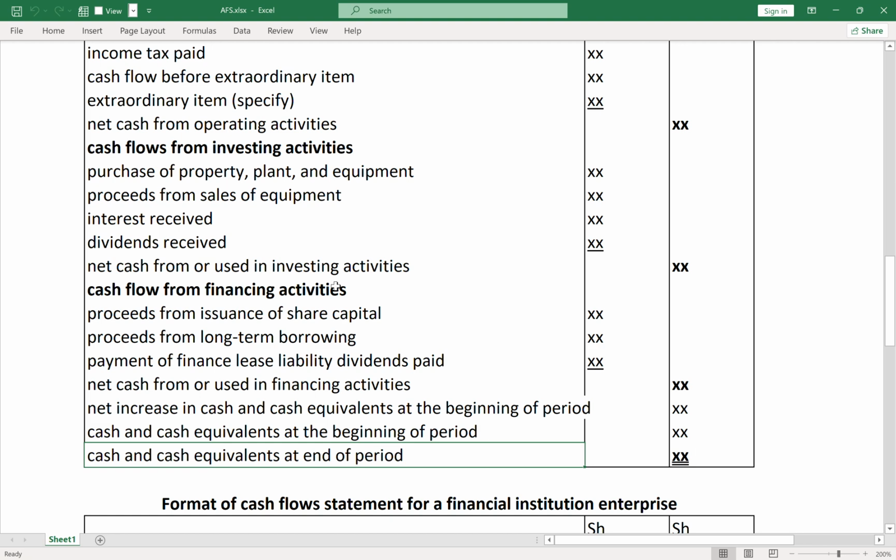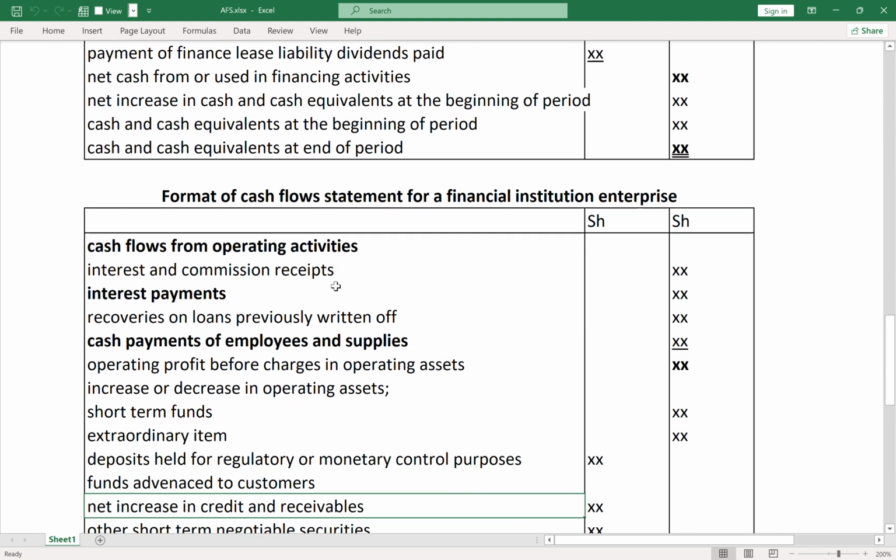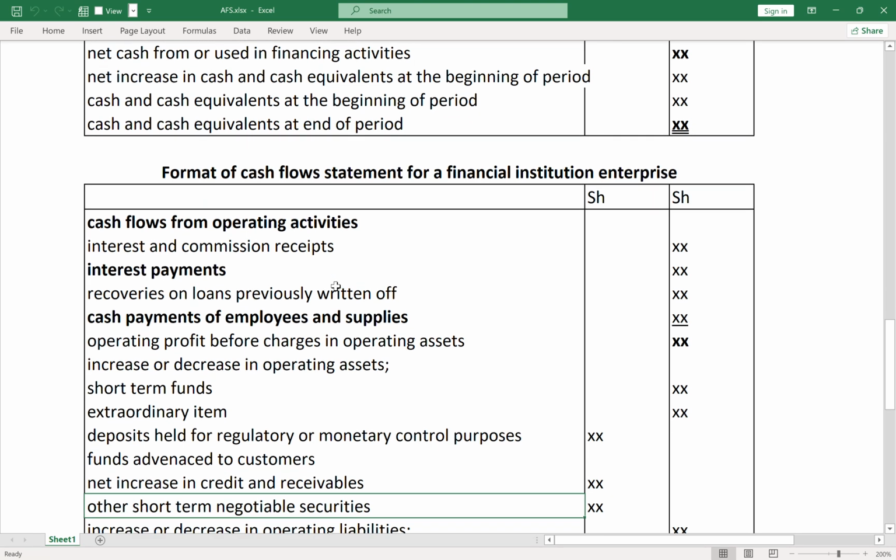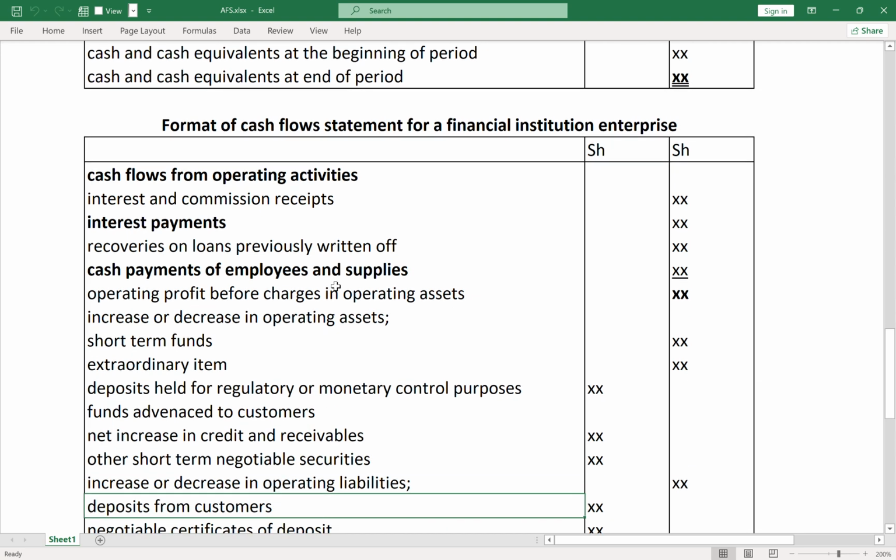pertaining to a non-financial institution enterprise. So let's look at the format of a cash flow statement for a financial institution enterprise. So we are going to put it like this. So this is the format. Both case scenarios have the same format, so we start with the cash flows from operating activities.